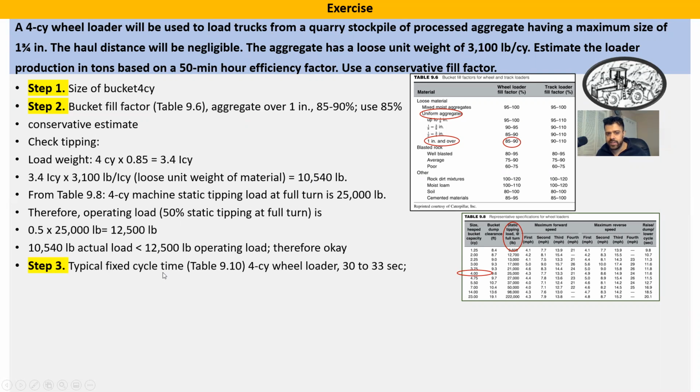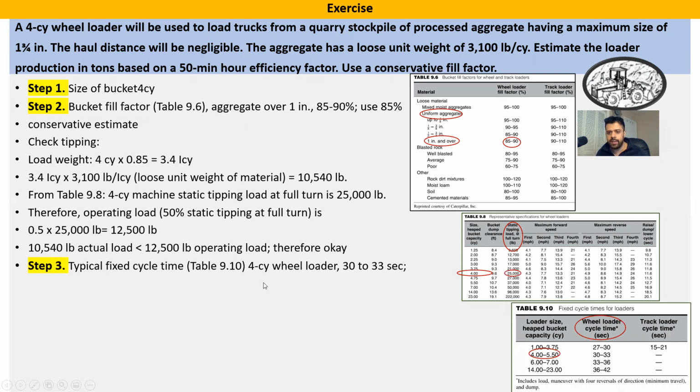So typical fixed cycle times are used, and we use table 9.10. It comes from the loader size, the heaped bucket capacity. Since it's 4 cubic yards, it falls into the second category, second row, and we're talking about the wheel loader, not a track loader. So the answer is between 30 to 33 seconds.